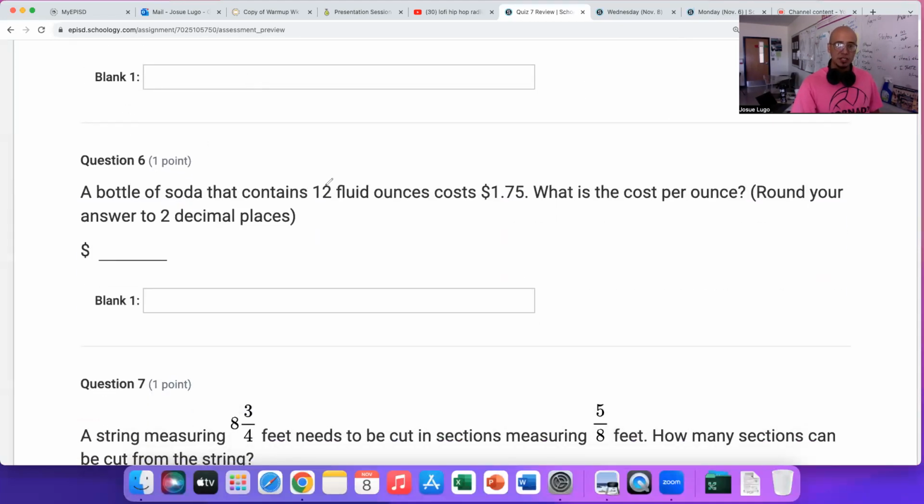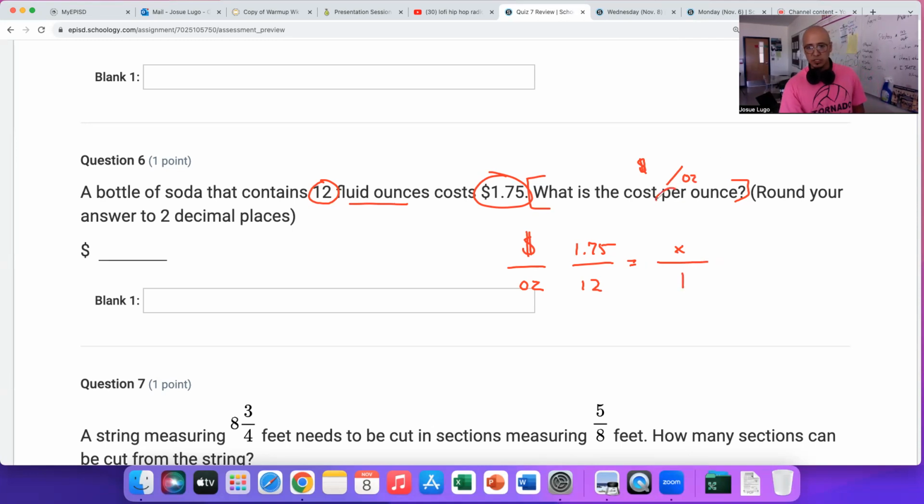A bottle of soda contains 12 fluid ounces and costs $1.75. Ooh, cost per ounce is what it's asking. What is the cost per ounce? So let's go ahead and put cost, money, per ounce. That's exactly what it's talking about. So I'm going to put it in that same order. So the cost is $1.75 in 12 ounces. But we want to know the cost for 1 ounce. That's per ounce. Per always tells you what the 1 is. So per ounce is per 1 ounce.